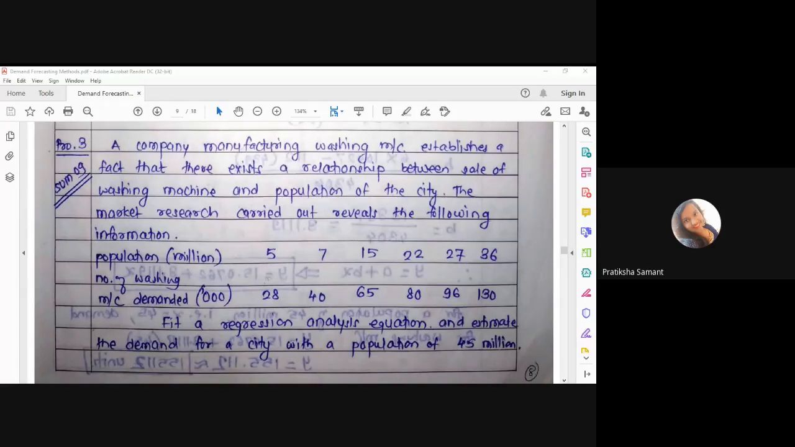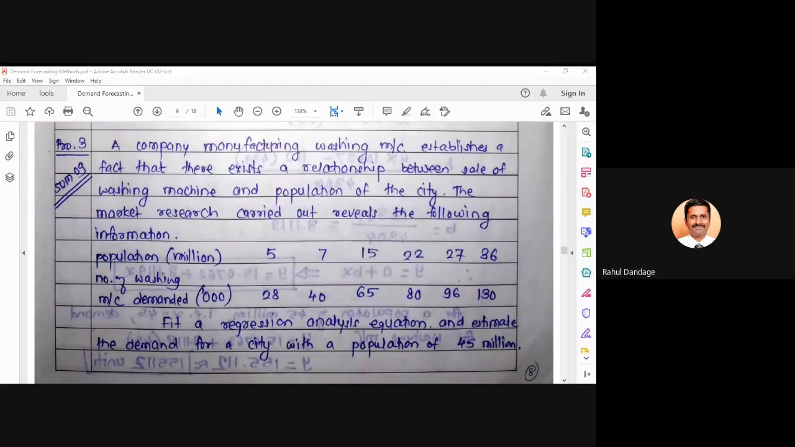Yes, sir. Okay. So number of washing machines demanded in 1000 are 28, 40, 65, 80, 96, 130. So please note down the table. Once your table is complete, note down the question at the bottom. Fit a regression analysis equation and estimate the demand for the city with a population of 45 million.